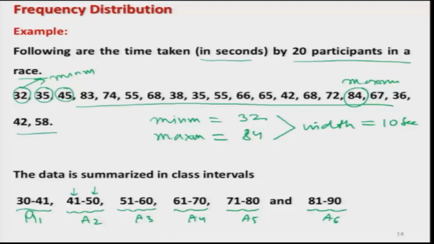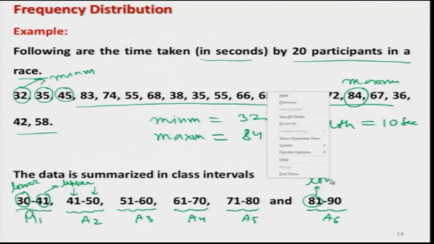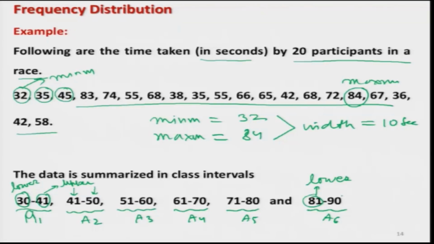And now in this group you will see here this 30 and 41. This 30 is the lower limit and 41 is the upper limit. And similarly, in this case in the A6, 81 is the lower limit and 91 is the upper limit. So, now I have created the groups in which the entire data can be summarized.